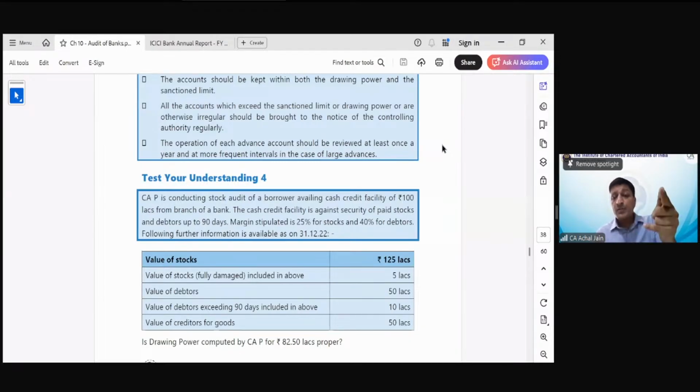Okay, the borrower has given some security to the bank. So there are two securities which the borrower has given. What are they? First, paid stocks. Second, debtors up to 90 days. So can you please explain what is the meaning of this? Over to you. When you say there is a security of paid stocks, debtors up to 90 days, what does it mean?